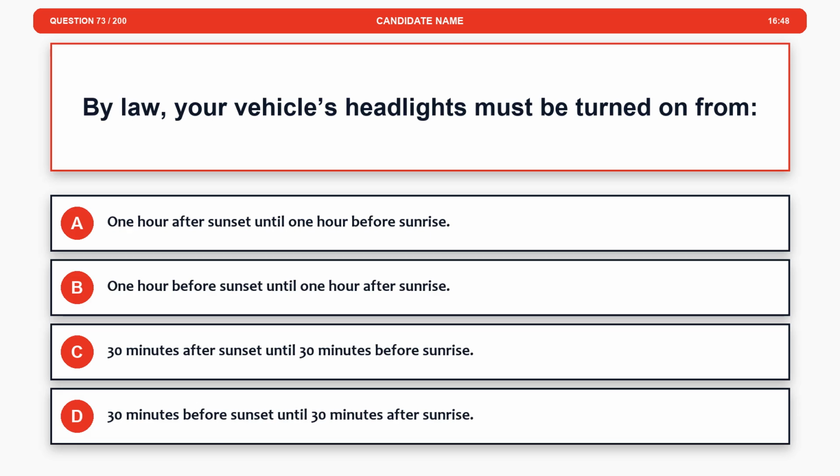Question 73. By law, your vehicle's headlights must be turned on from Option A, 1 hour after sunset until 1 hour before sunrise. Option B, 1 hour before sunset until 1 hour after sunrise. Option C, 30 minutes after sunset until 30 minutes before sunrise. Option D, 30 minutes before sunset until 30 minutes after sunrise.